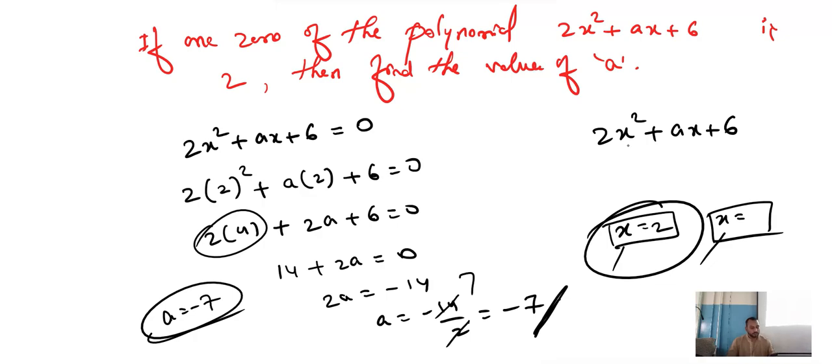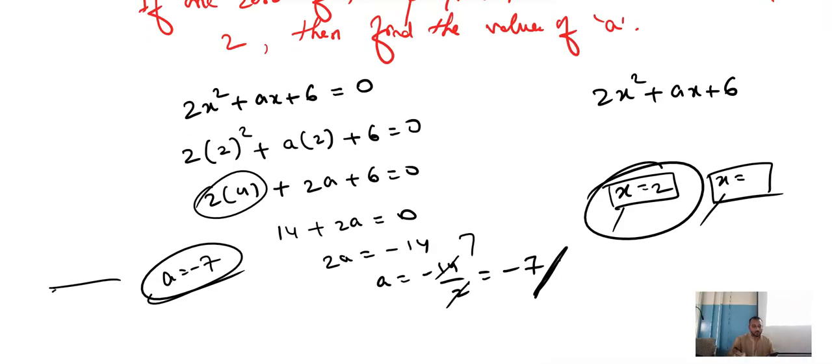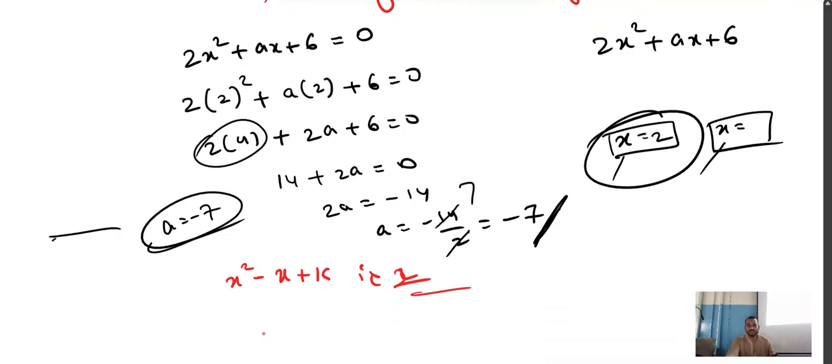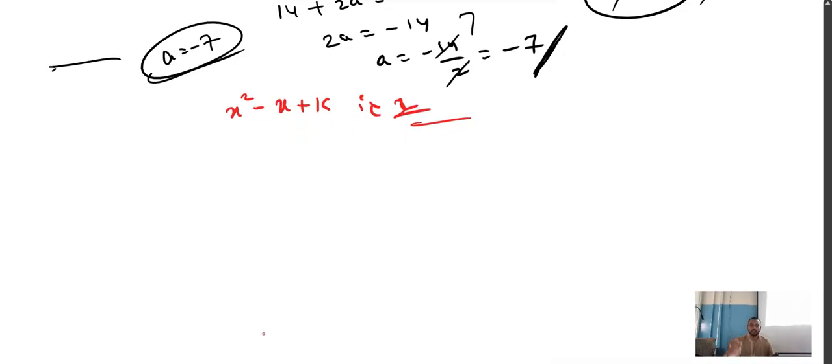Next question. Can you try one more question related to this? Same. Can you tell me the answer? Let me see. Same. If the polynomial is x square minus x plus k, one zero is 2. Find the value of k. Here k is unknown. What is the answer? Please comment in the comment section what is the answer for this.